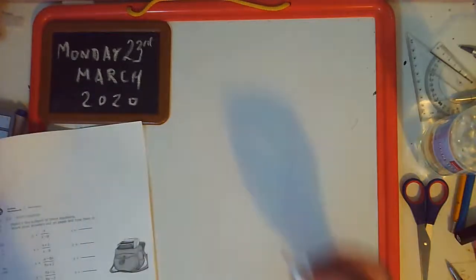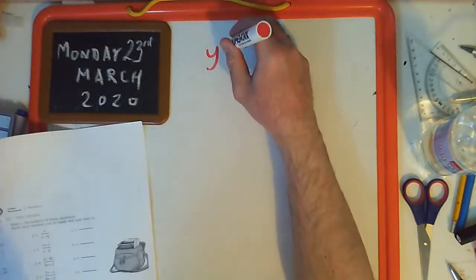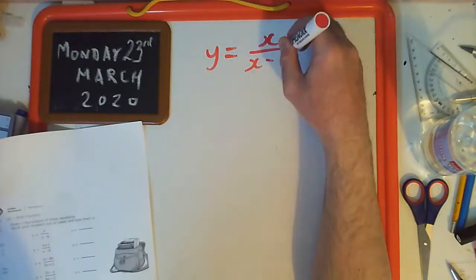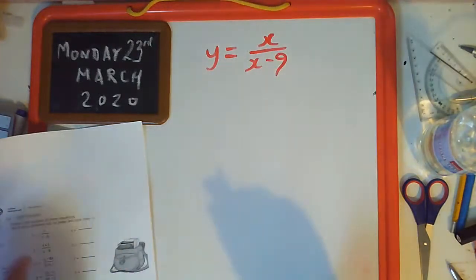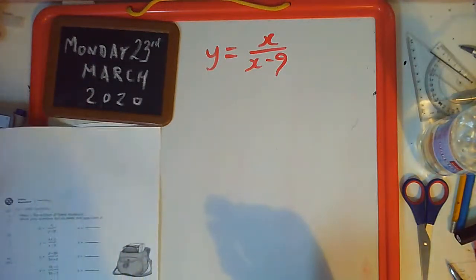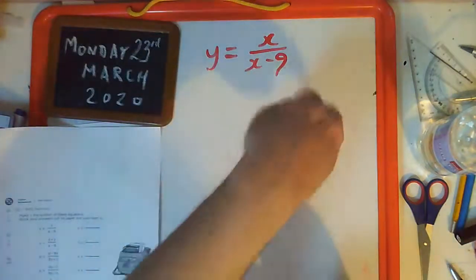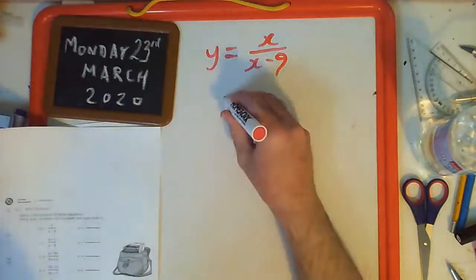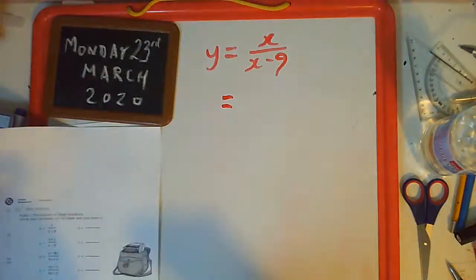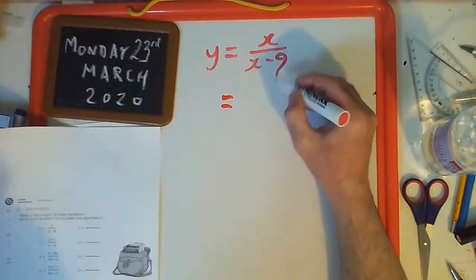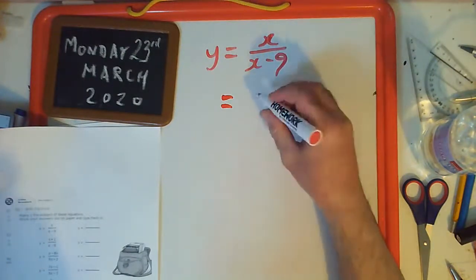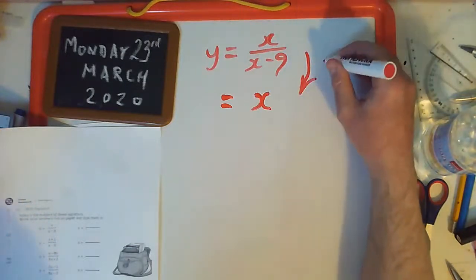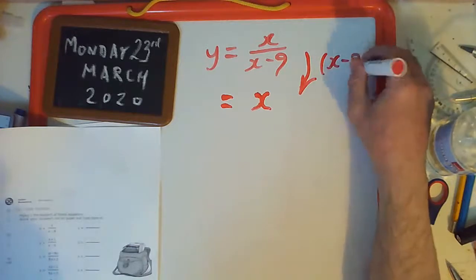Okay, so with fractions, y equals x over x minus 9. So we're trying to rearrange that as x equals something with y instead of y equals something with x. So first thing I always like to get rid of is fractions. So I'm going to get rid of this fraction that says x divided by x minus 9. I'm going to get rid of that by multiplying everything by the whole of x minus 9.